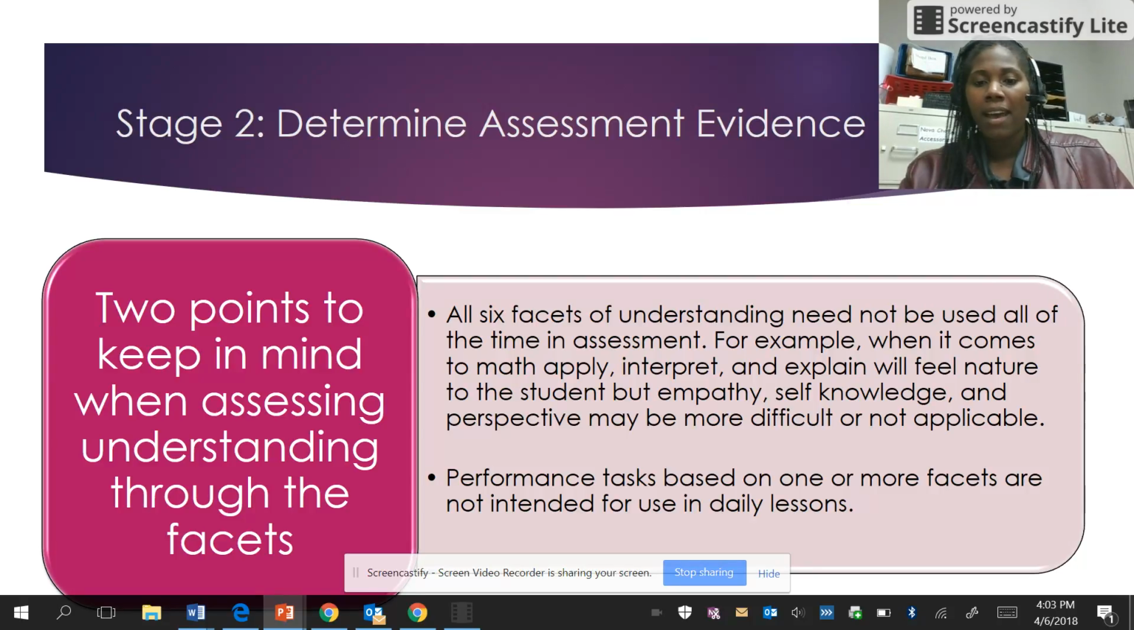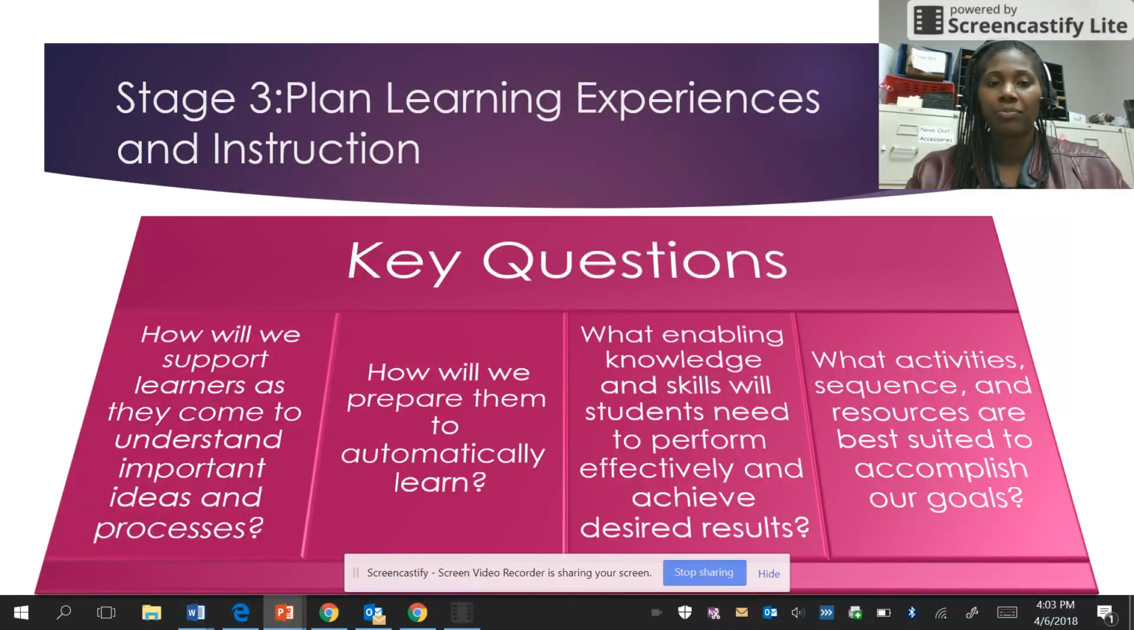The performance tasks are based on one or more facets, but they're not intended to be used in daily lessons. We're looking for the bigger picture. So key questions for planning: How will we support the learners as they come to understanding the important ideas and perspectives and processes? How will we prepare them to use or to automatically learn?